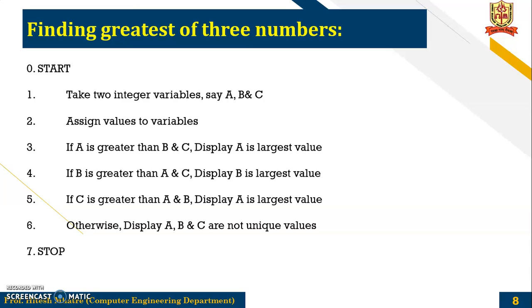So this is also another way by which you write your algorithm and pseudocode. Then if b is greater than a and c, that indicates b is greater, so display b is the largest value. If c is greater than a and b, here it should be c, so display c is the largest value. Otherwise display a, b and c are not unique values. Then stop. So this is the way you can find out the greatest of three numbers.